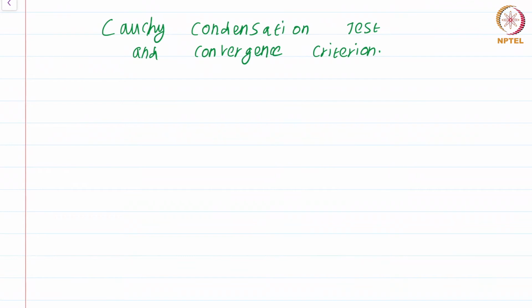Motivated by the two examples we have seen in the previous module, that summation 1 by n squared converges and summation 1 by n diverges, let us formulate and prove this theorem, which is the famous Cauchy condensation test. The test is as follows.